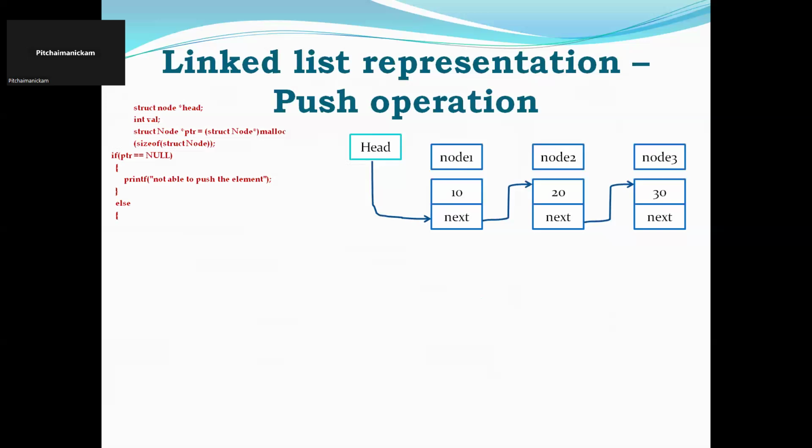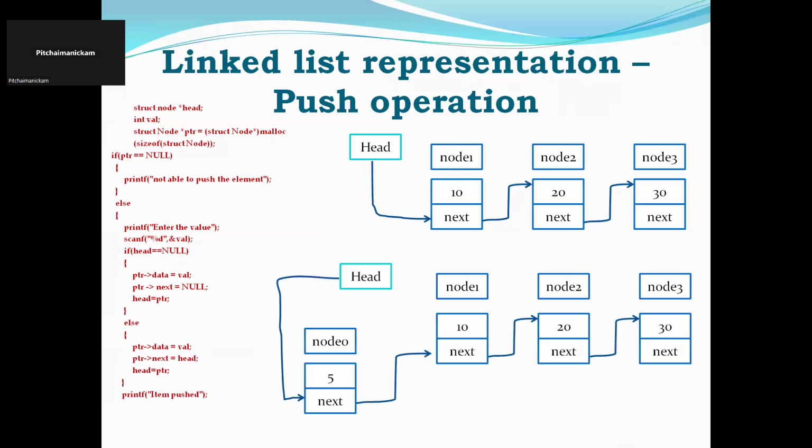Here, first we declare the structure, the representation of the node. After that, we check the pointer. If the pointer is equal to null, we are not able to push the element. Otherwise, we get the value from the user. After that, we check if the head is equal to null. Then pointer data is equal to value, pointer next is equal to null, and head is equal to pointer. Otherwise, in the else part, pointer data is equal to value, pointer next is equal to head, and head is equal to pointer, and the item is pushed.